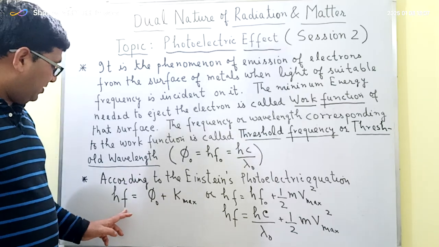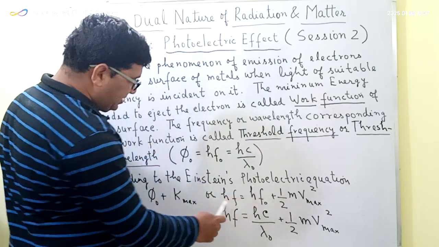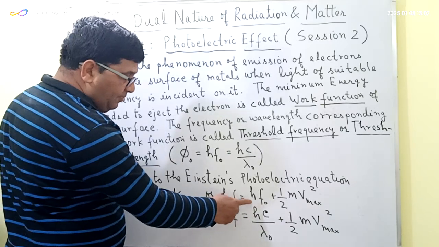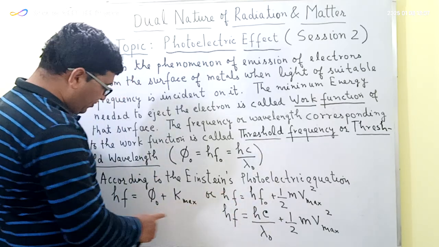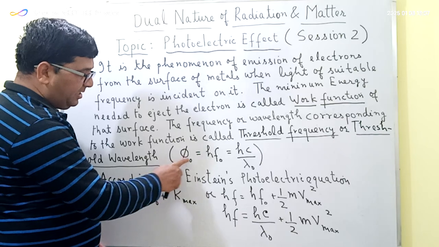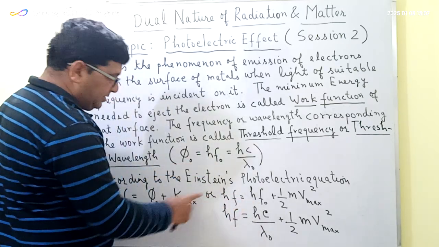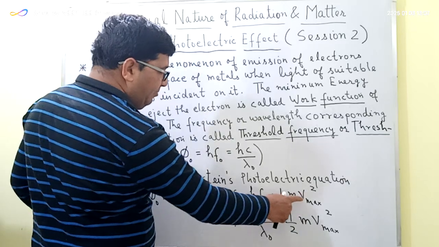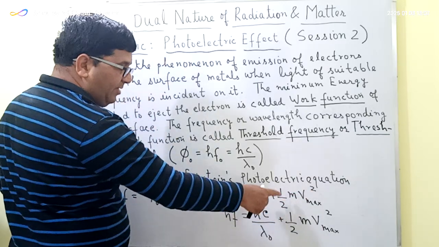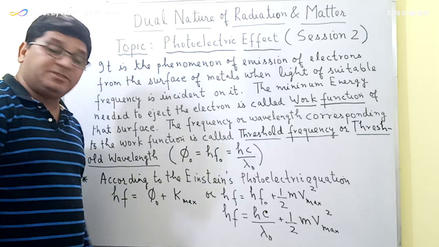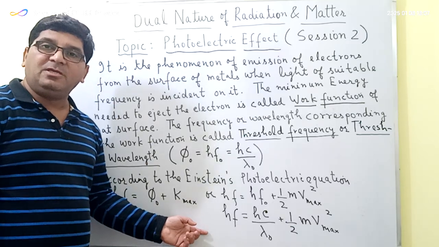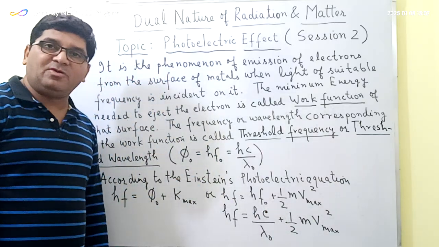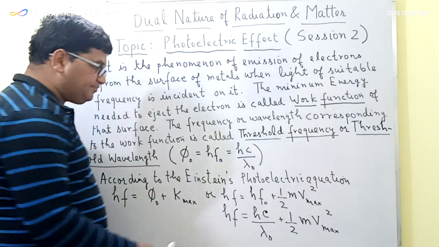So this equation, the Einstein photoelectric equation, can further be written with the value of phi naught substituted as h f naught. So hf is equal to hf naught plus half m v max square. Here half m v max square is the maximum kinetic energy of the photoelectrons or the ejected electrons, and v max is the maximum velocity of the photoelectrons.